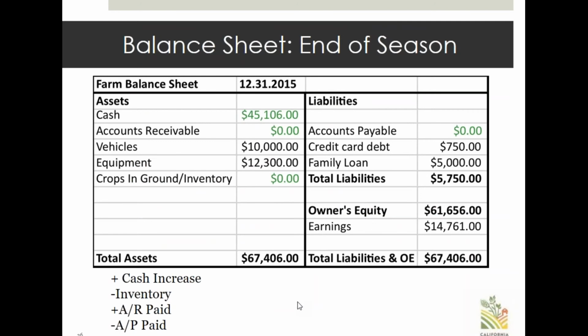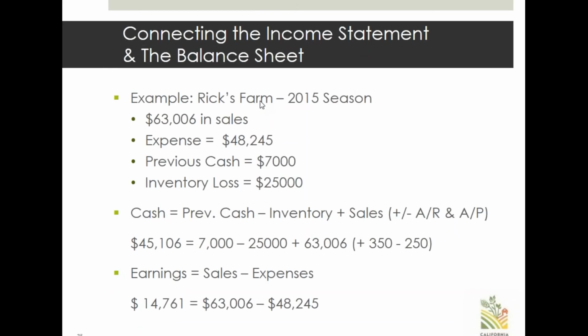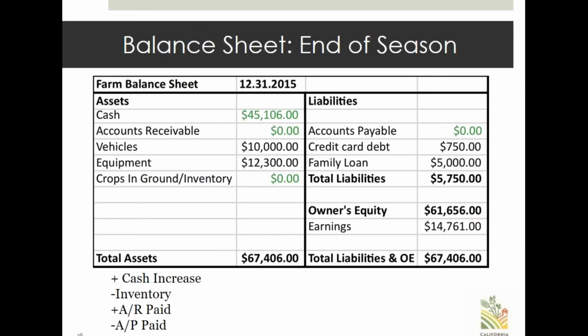So now we go to the balance sheet for the end of the year, and like we did the equation, we saw $45,106 in new cash, and there's the new cash. The accounts receivable goes to 0, the accounts payable goes to 0. And the inventory is gone because he's sold everything for the season already. He's also made $14,761 in earnings. He's paid off a few things that are outside of his straight cash, and so it's not exactly an increase of $14,761, but it's pretty close.